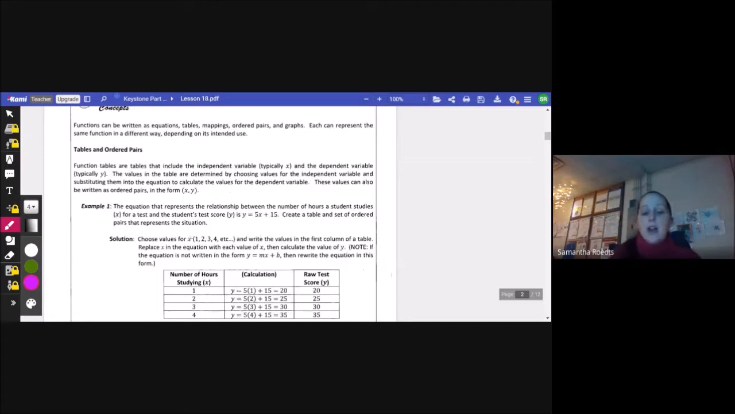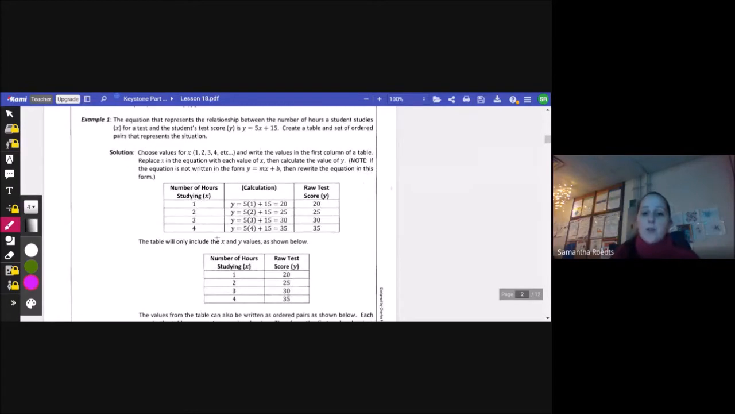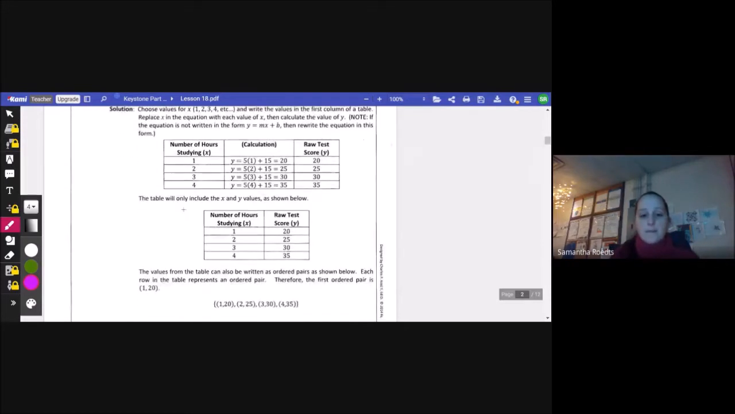So choose values for x, 1, 2, 3, 4, etc., and write the values in the first column of a table. Replace x in the equation with each value of x. Then calculate the value of y. Note, if the equation is not written in the form y equals mx plus b, then rewrite the equation in that form. So I have 1, 2, 3, 4. I substitute those values in. I solve, so I get 20, 25, 30, and 35.